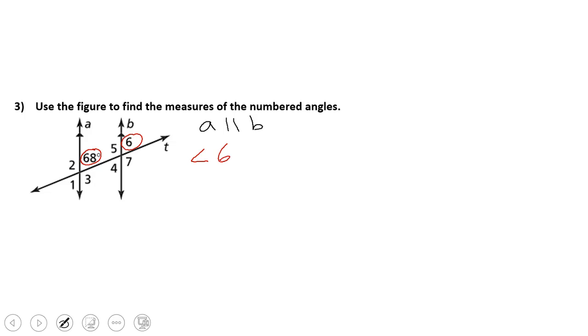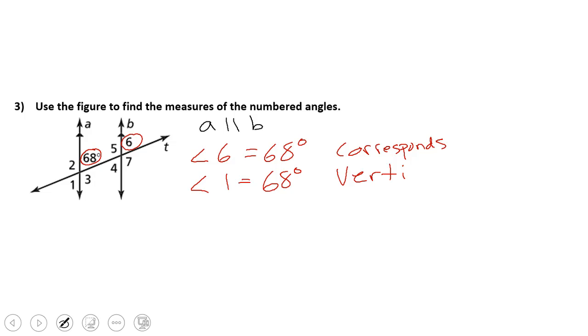So angle 6 is 68 degrees because it corresponds. Right? It corresponds to 68 degrees. Now I'm going to go angle 1. Tell me what angle 1 is. Yeah, angle 1 has to be 68 degrees. Why? What relationship did we learn in our previous video when we reviewed? That's right, it's vertical. It's vertical to 68. This one corresponds to 68, right?